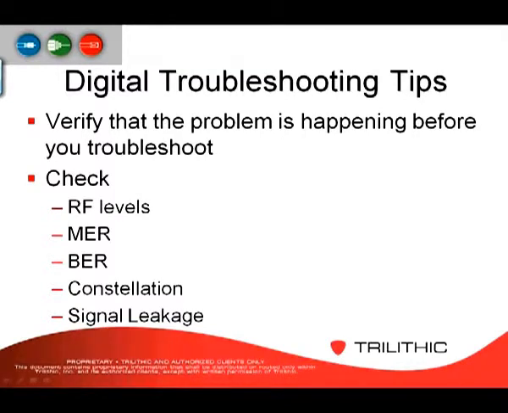And then check your RF levels. Then you want to check your MER, your BER. Look at your constellation patterns. And then also measure your signal leakage, because we've talked about in our other series on signal leakage that if signal is leaking out, there's a strong chance that signals are going to be leaking in as well.